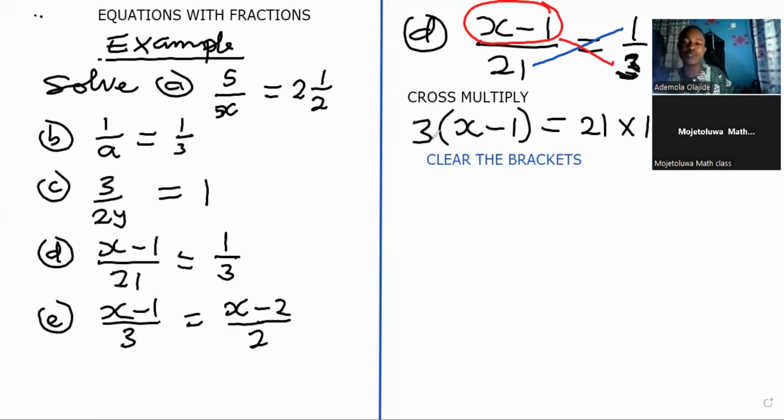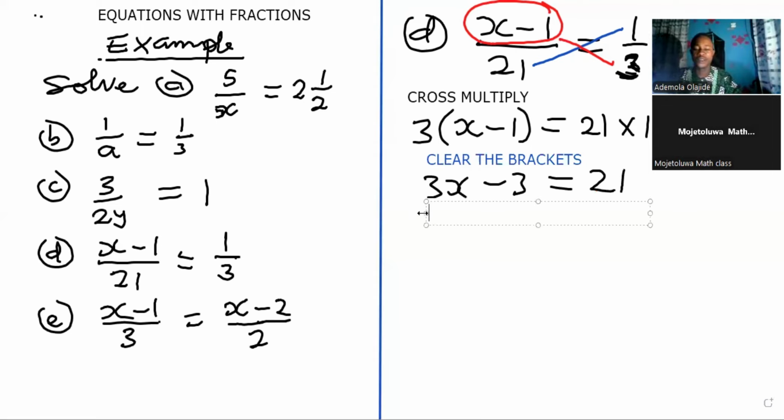You use this 3 outside to multiply everything inside, isn't it? So we have 3 times x, you have 3x, and 3 times negative 1, you have negative 3. You now say equals to 21 times 1 will give you 21. After this, what do we do? We collect like terms. Collect like terms. Move that negative 3 to the right.